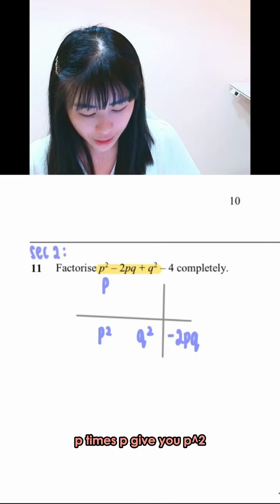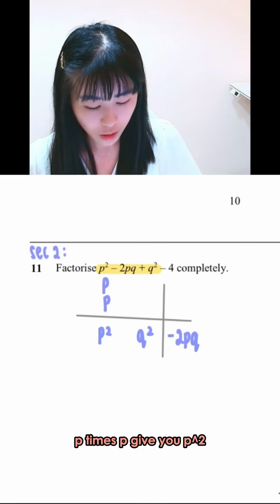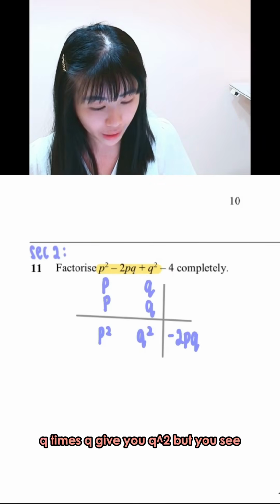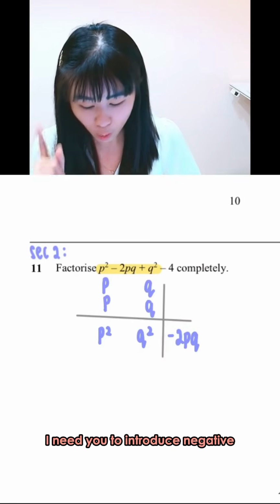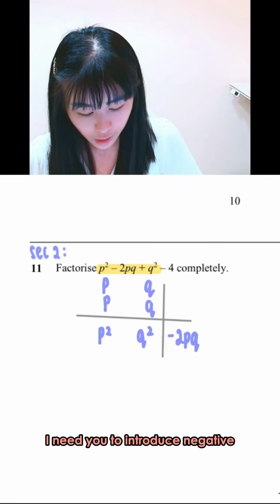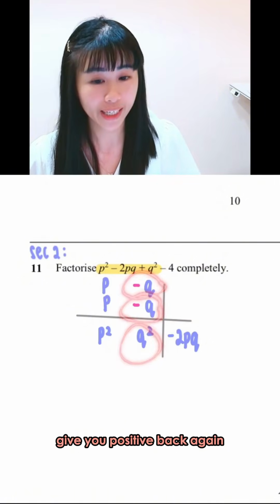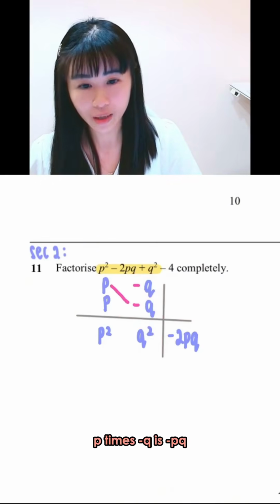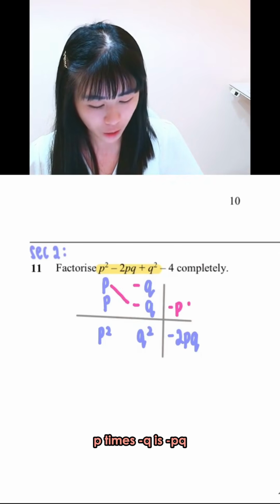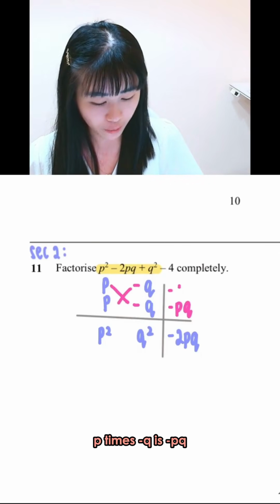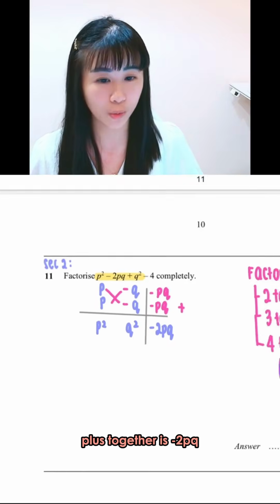So we know that P times P gives you P square. Q times Q gives you Q square. But you see how we want to get negative, so I need you to introduce negative, because negative times negative gives you positive back again. Then now you just cross multiply. P times negative Q is negative PQ. P times negative Q is negative PQ. Plus together is negative 2PQ, correct?